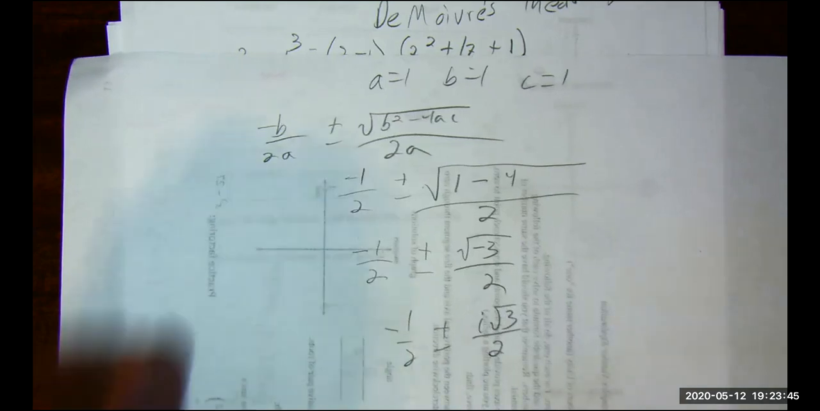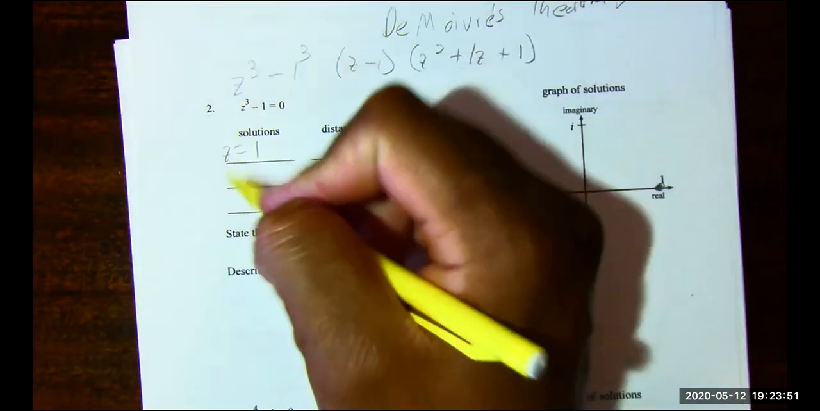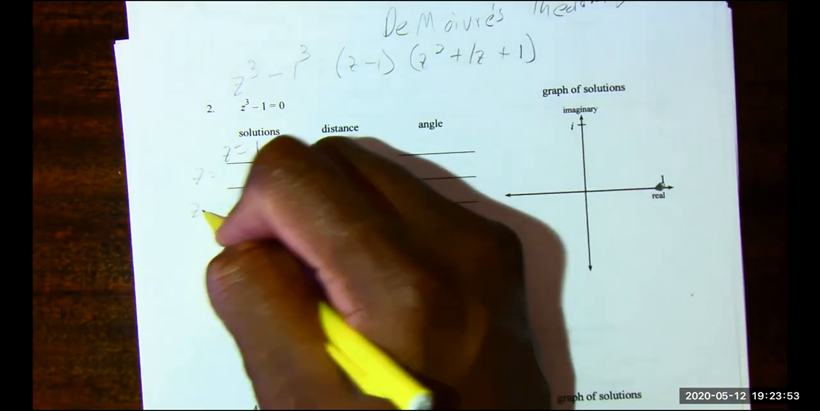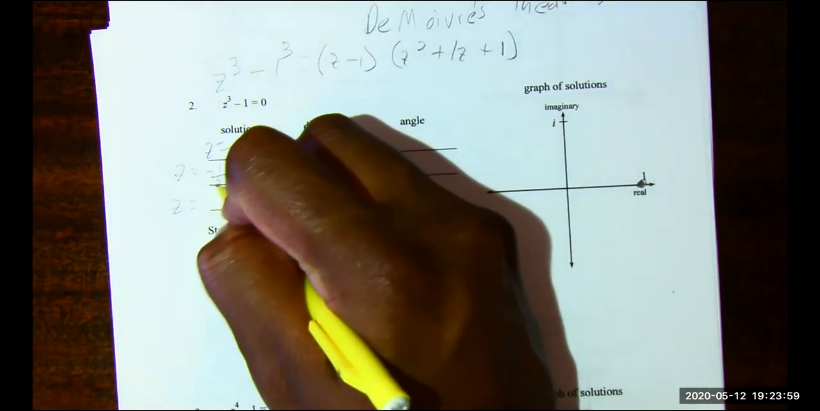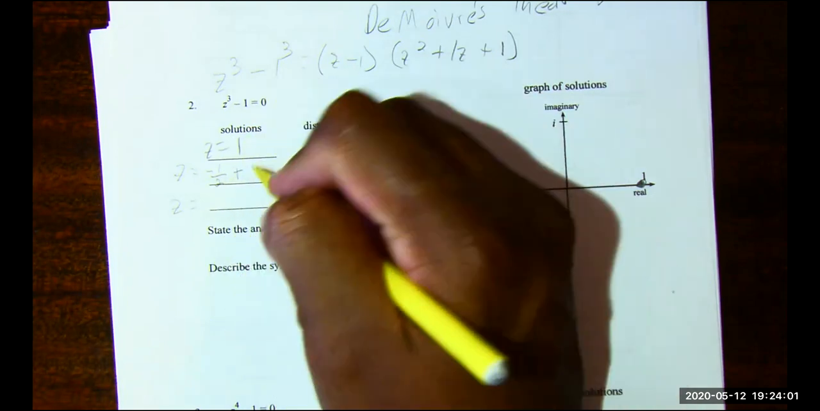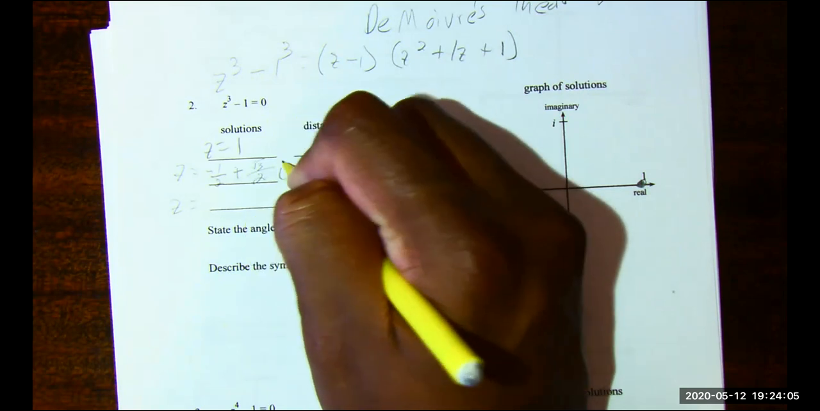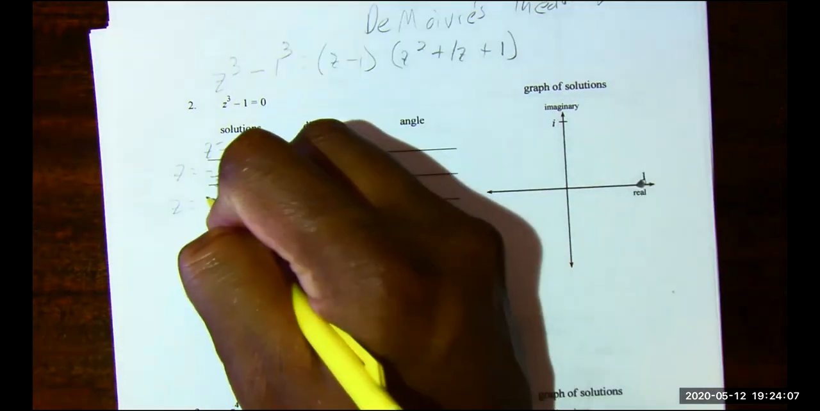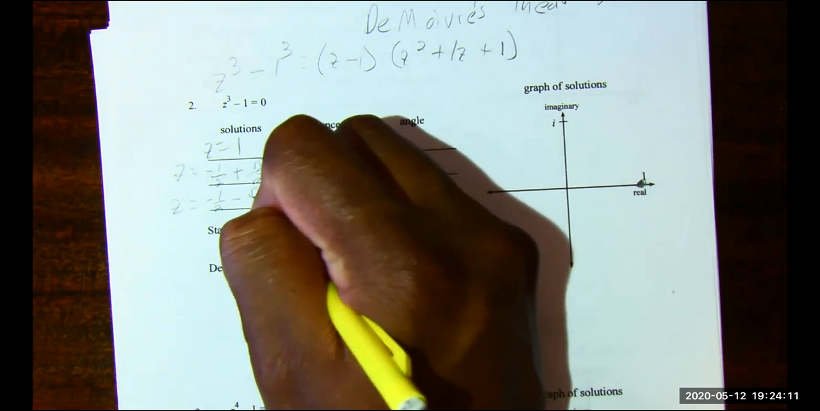And I'm going to go ahead and write these solutions here. And so we had, you don't need the z equals. I probably will stop writing them after a while. But we had z equals -1/2 plus square root 3/2 i. You can even write it like that. And z equals -1/2 minus square root 3/2 i.